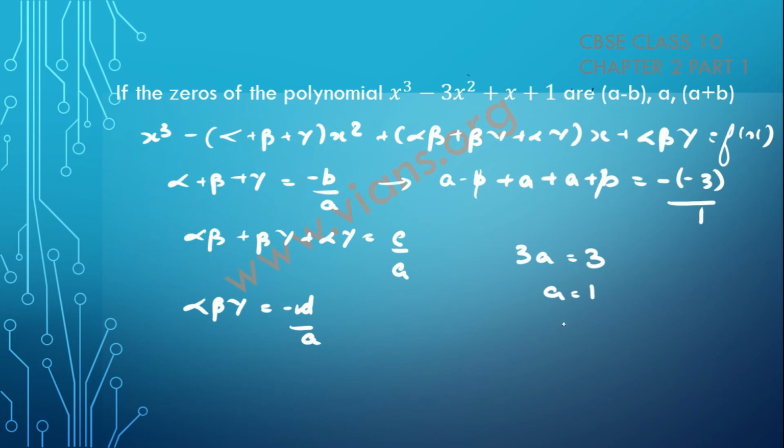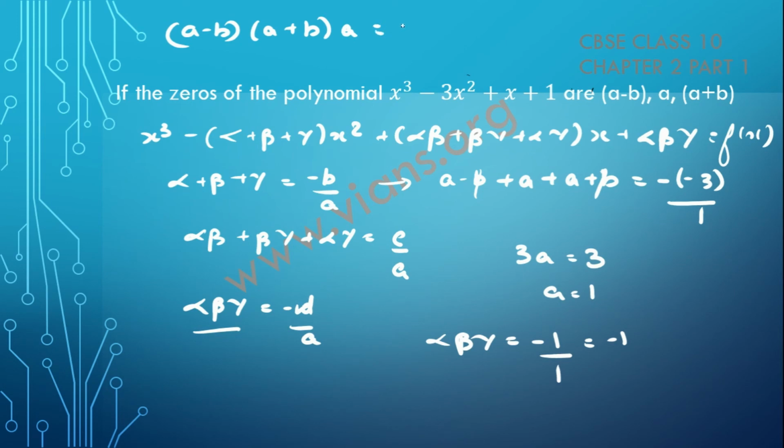Another form is, let's take this one, that's the simpler one. Alpha beta gamma is equal to minus d by a, that's minus 1 divided by 1, so that's minus 1. Now alpha beta gamma can be written as (a minus b) into a into (a plus b), which is equal to minus 1. So you know this is going to be a times (a squared minus b squared) equal to minus 1. You already know a is equal to 1. So 1 minus b squared is equal to minus 1.